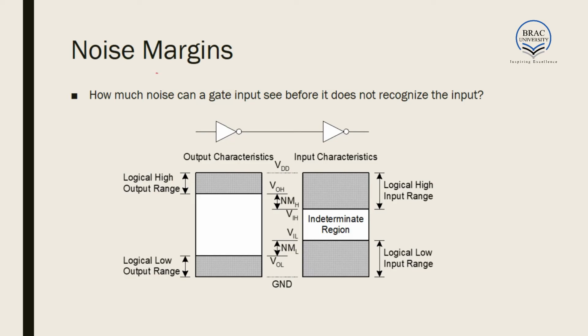Noise margin is an important factor when we are considering any CMOS circuit. Noise margin is how much noise a gate input can see before it does not recognize the input. For example, in this circuit, there are two inverters back to back. That is, if the input is 1, the output will be 1. If the input is 0, the output will be 0.